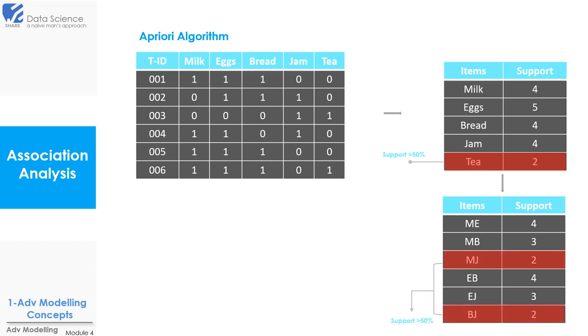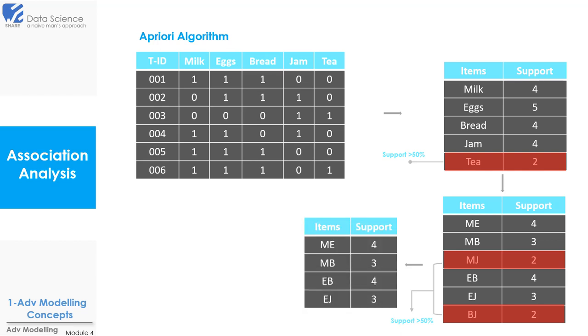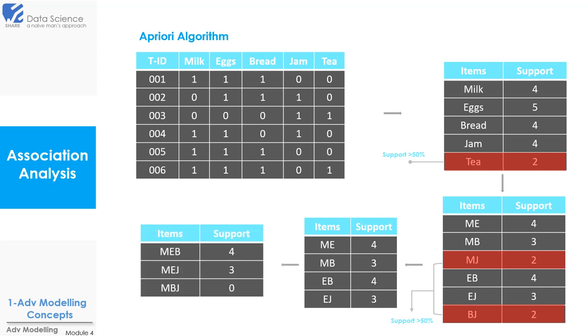Now again we will drop the entries that have a support of less than 50%. So we will drop milk jam and bread jam. Now we will be left with these 4 entries. So either we can conclude the frequently bought pairs from this table based on the support, or we can further check for triple combinations. Upon checking for triple combinations, we will get these 3 possible triplet combinations from our previous table: milk, eggs and bread; milk, eggs and jam; milk, bread and jam.